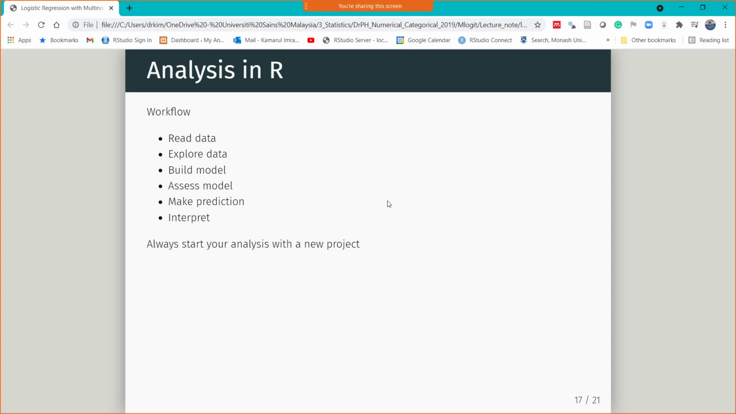You explore, you build, you assess, then you need to go back and explore and build again and assess. If you are not satisfied, go back again, explore your data, build a new model, and assess your model again. After you are happy with it, then you can make predictions, and then you need to be able to interpret. And again, if you work in R, always start with a new project.